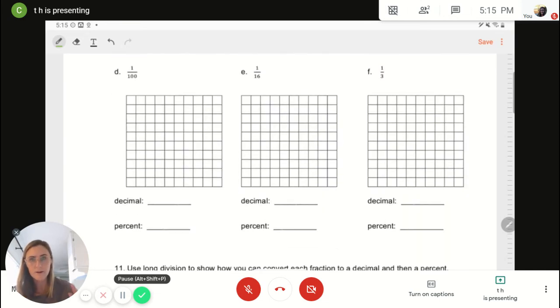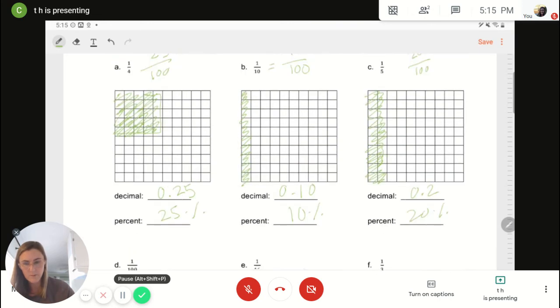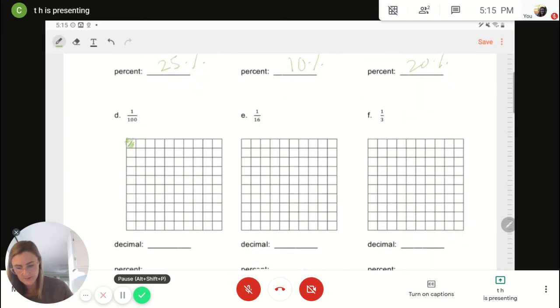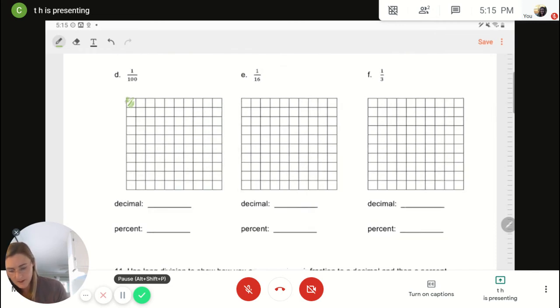Now, 1 out of 100 is literally just 1 box. So this is going to differ from 0.1. This is a really big mistake I see, is we sometimes get 0.1 and 0.01 confused. So if I have 1 out of 100, I have to write 0.01, not 0.1. And as a percent, this is just 1%.